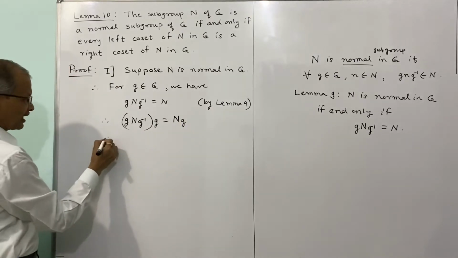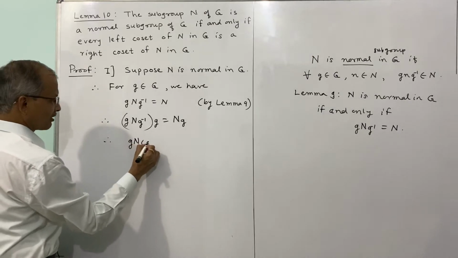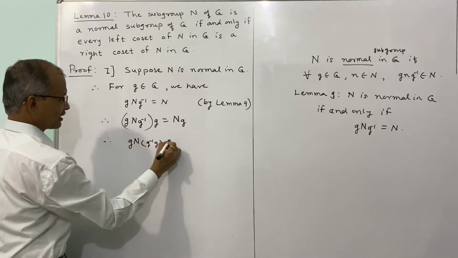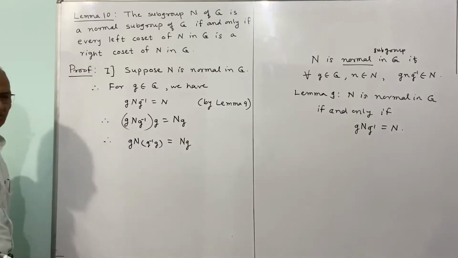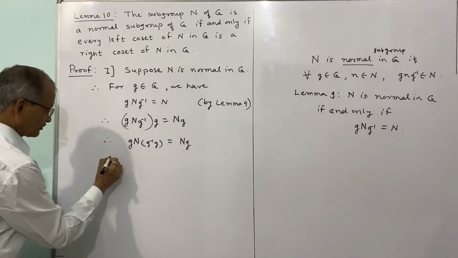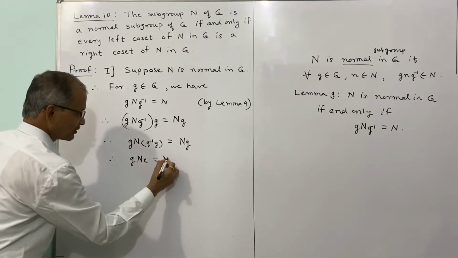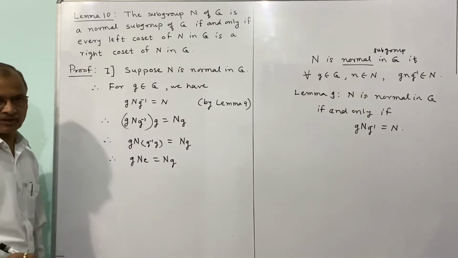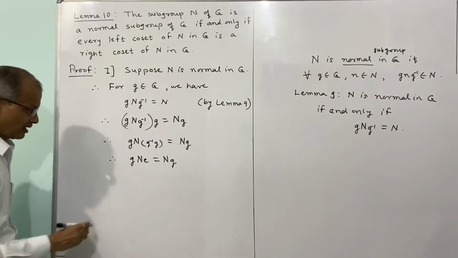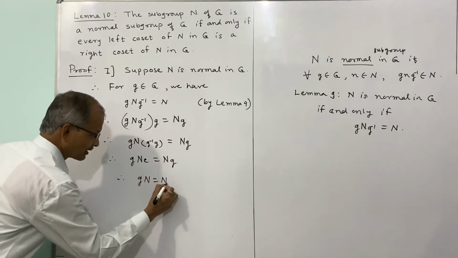And the left side can be written as g N, we use associative law, g inverse g, is equal to N g. And g inverse g is e. So therefore g N e is equal to N g. And again N e is same as N, e is identity element. And therefore g N is equal to N g.